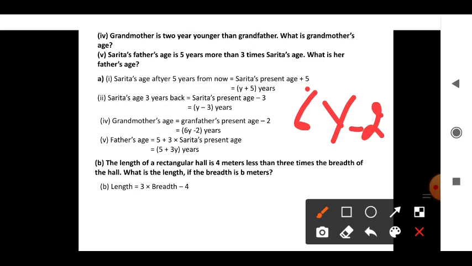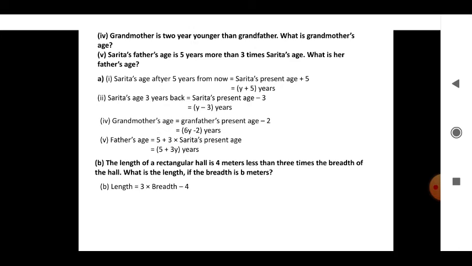What is the father's age? Sarita's father's age is 5 years more than 3 times Sarita's age. 5 years more means adding. 3 times always means multiplication. Sarita's age is y, so 5 plus 3y years. By understanding the question you have to write your expression. That's it. Very easy, children. Once you see and understand, you can get it.